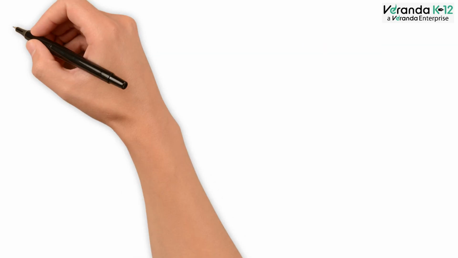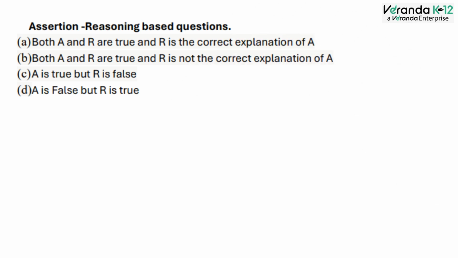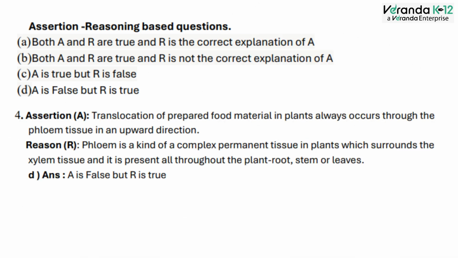Question number 4. Assertion: translocation of prepared food material in plants always occurs through the phloem tissue in an upward direction. The reason: phloem is a kind of complex permanent tissue in plants which surrounds the xylem tissue and it is present all throughout the plant, root, stem or leaves. So the correct answer is option C, that is, assertion statement is true but reason is false.